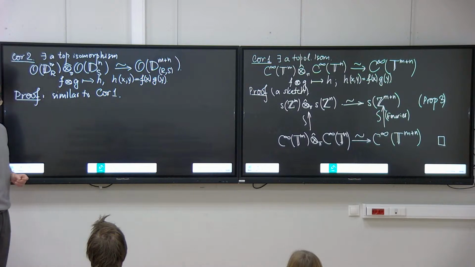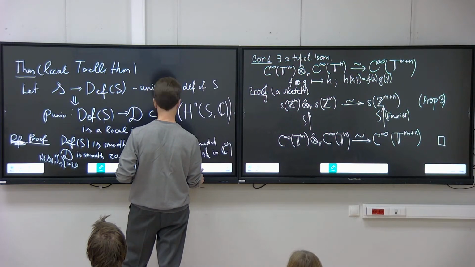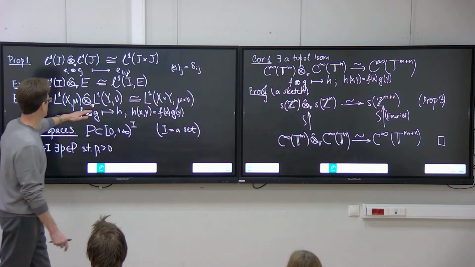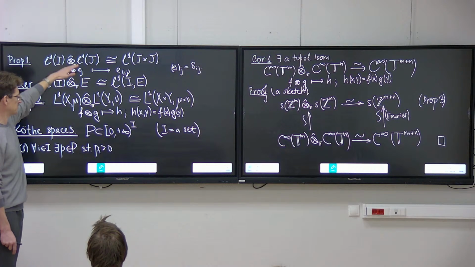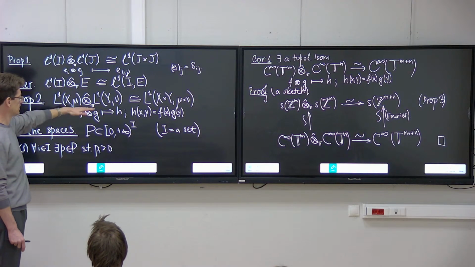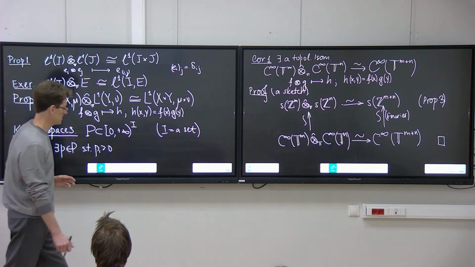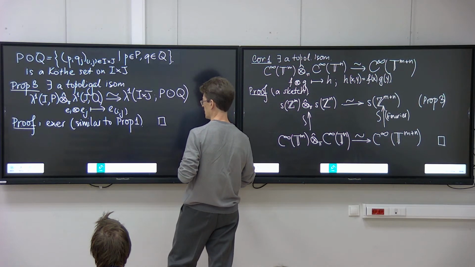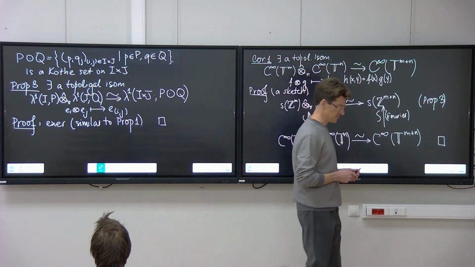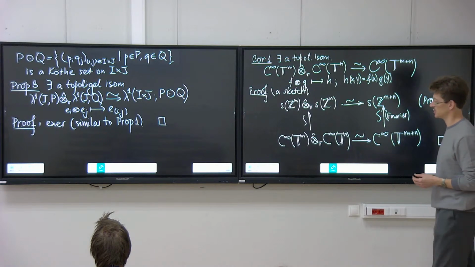For L1 spaces, this is not true. So if we look at previous results, in general, we cannot replace here and here the projective tensor product by the injective tensor product. So in the framework of Banach spaces, the projective tensor product is adapted to L1 spaces, but the injective tensor product is adapted to another kind of spaces, which we are now going to discuss. So now let's discuss some examples in which the injective tensor product behaves much better than the projective tensor product.